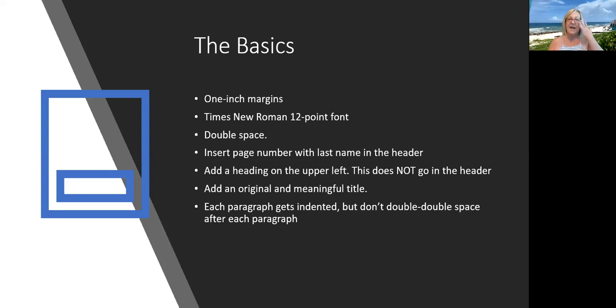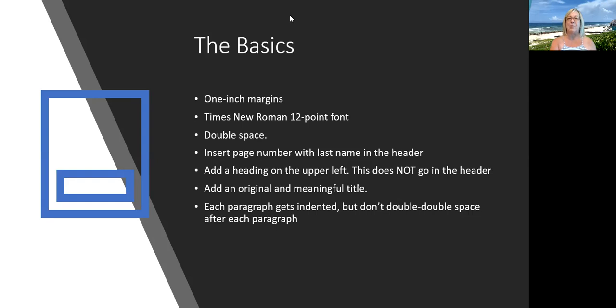You'll have to adjust that. Next, make sure you double space. You will insert a page number with the last name in the header. You will add a heading on the upper left. This does not go in the header. You'll add an original and meaningful title, and every paragraph starts by being indented. But don't double space after each paragraph.